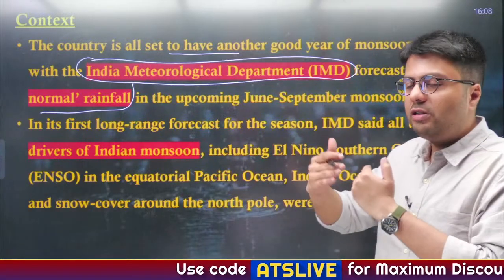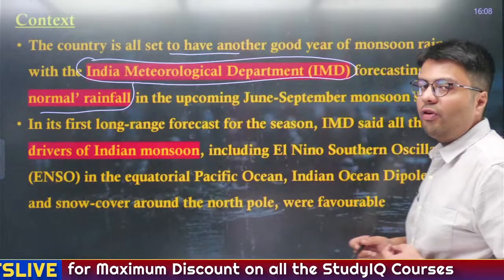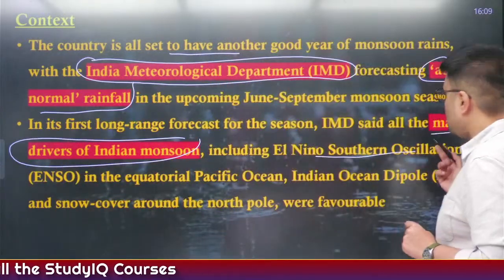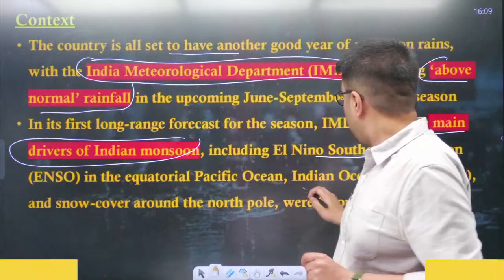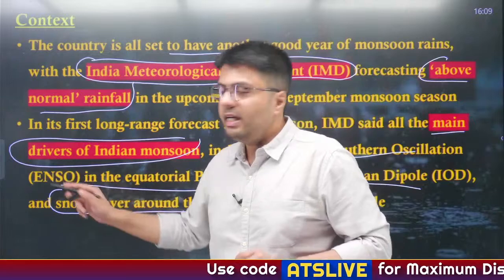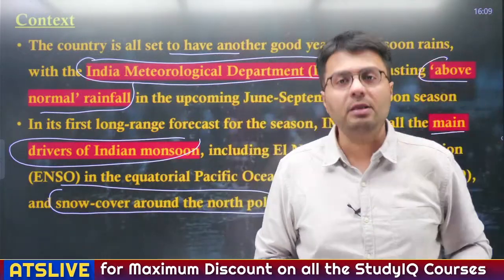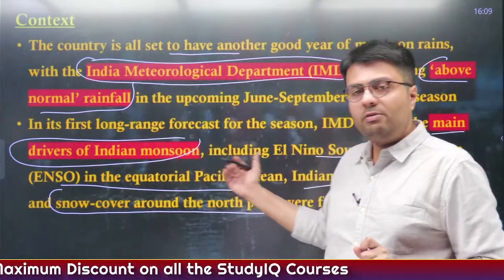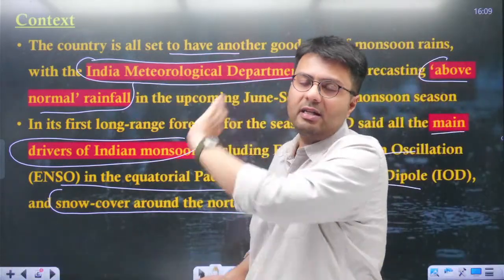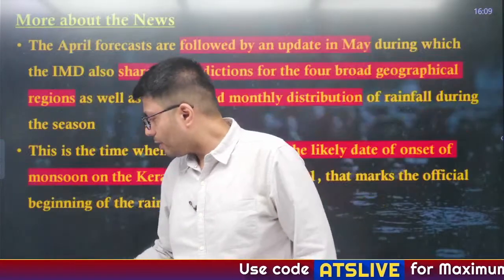And also, this was the first long range forecast of the season by IMD, and it has said in this forecast that all main drivers of the Indian monsoon, be it the El Nino Southern Oscillation, be it the Indian Ocean Dipole, or be it the snow cover around the North Pole, all of these indicators were favorable in terms of highlighting a good monsoon season in India. So we'll understand how these drivers actually affect the monsoon season in India and why IMD has categorized this year's monsoon as above normal monsoon. Okay.